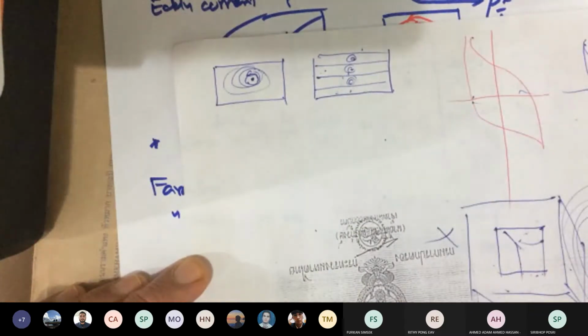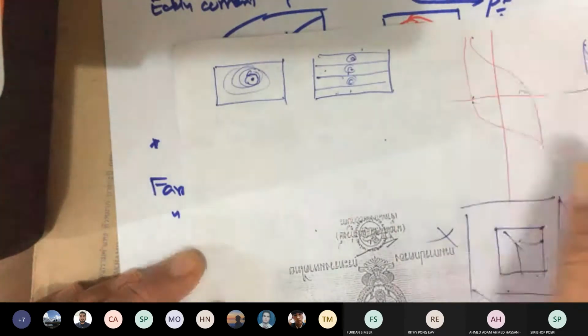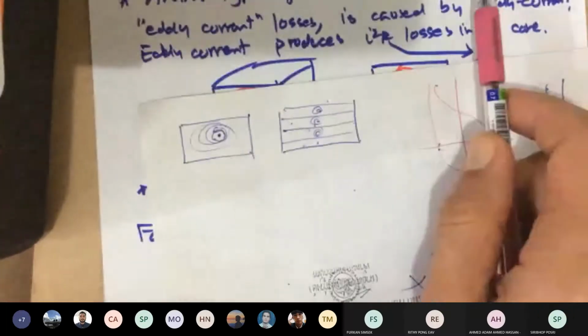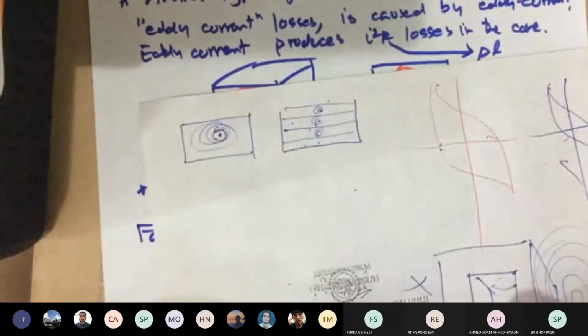So now we know, hey, ferromagnetics have a good point. The benefit is high mu values, less reluctance. The disadvantage is these inevitable losses we cannot avoid: hysteresis loop and eddy current.